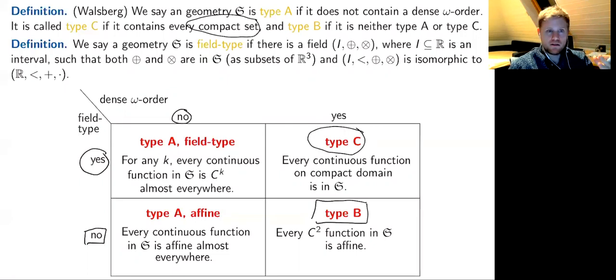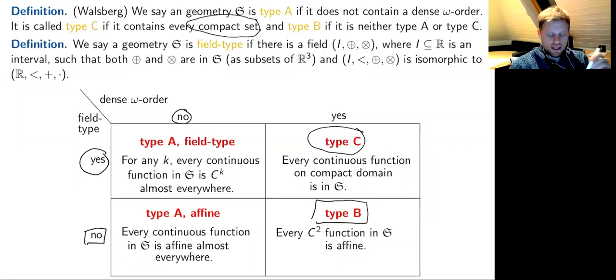It's a little bit better because, for example, what you can show there is that every C2 function in such a type B structure is affine. So you really have this tetrachotomy for expansions of the real line, or for these geometries.